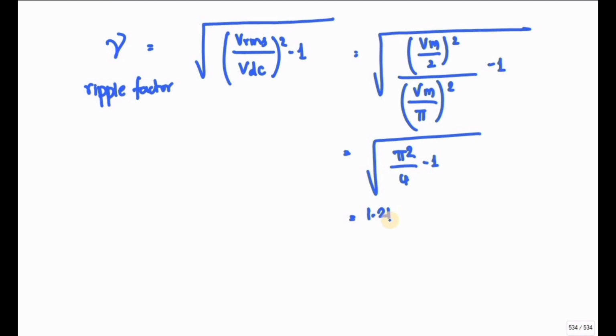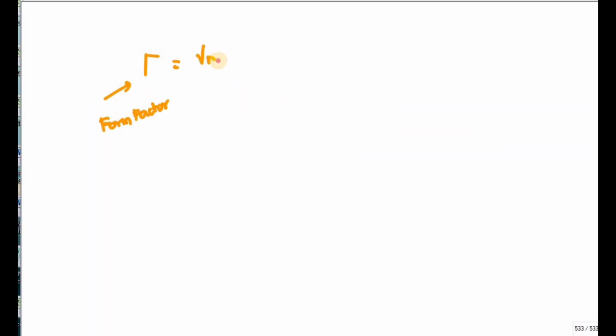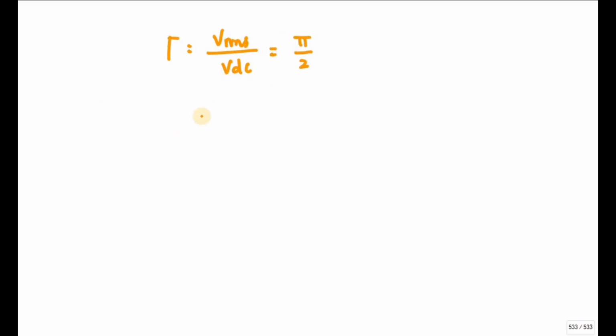So here you can see the ripple factor. The ripple means it is an error. What is the AC signal that is present inside the DC? It does consist of ripple. So it is more in the half wave rectifier when compared to the full wave rectifier. Next terminology is form factor, that is equal to Vrms divided by Vdc. So you substitute the value, you will get the answer as pi divided by 2.